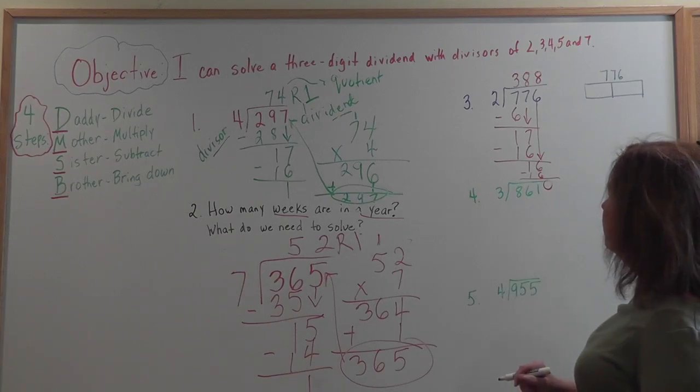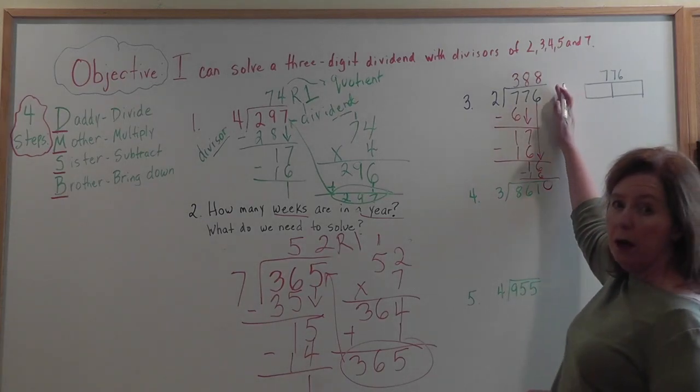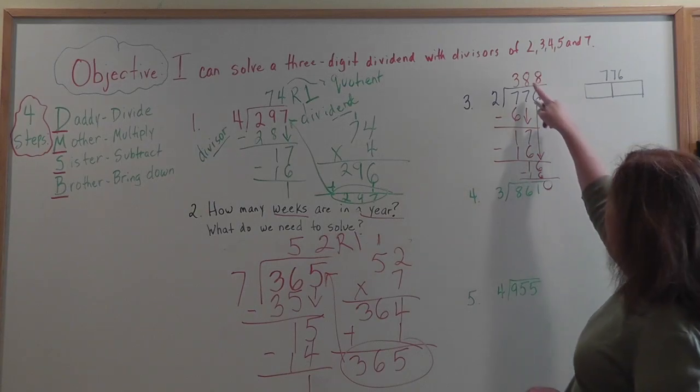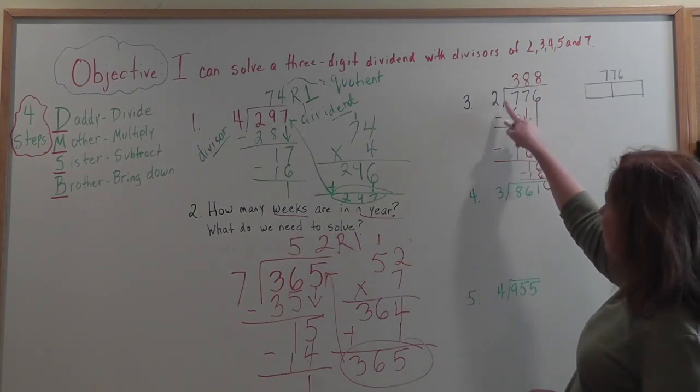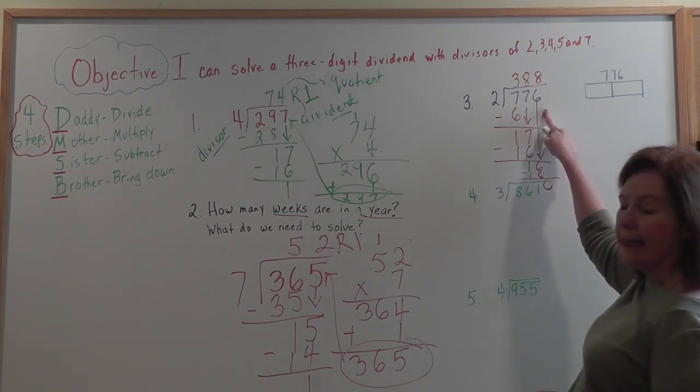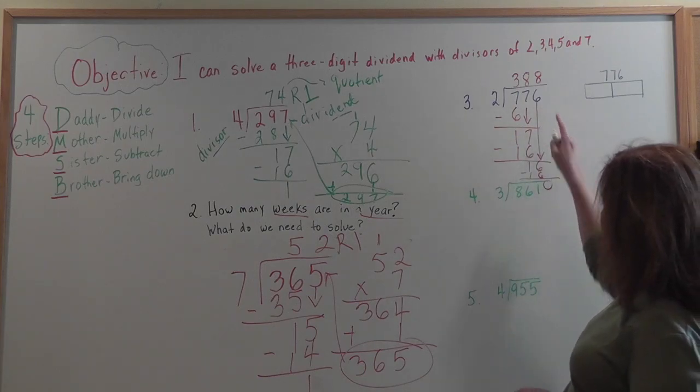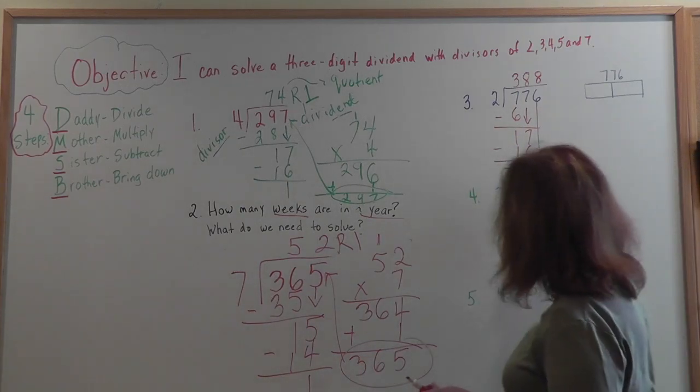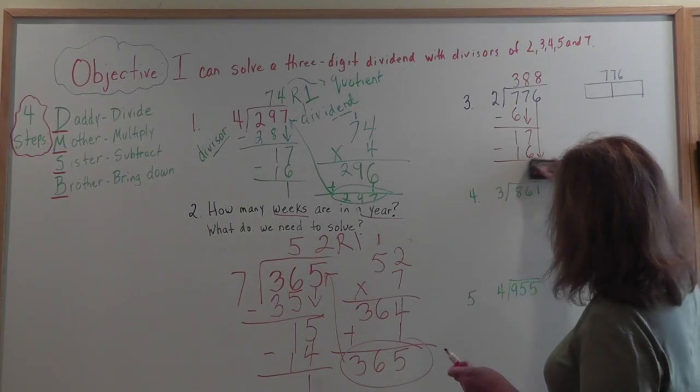Okay? And if I wanted to check my work, I would go 388 times 2, and it should be 776. Okay? Now, let me just erase this.